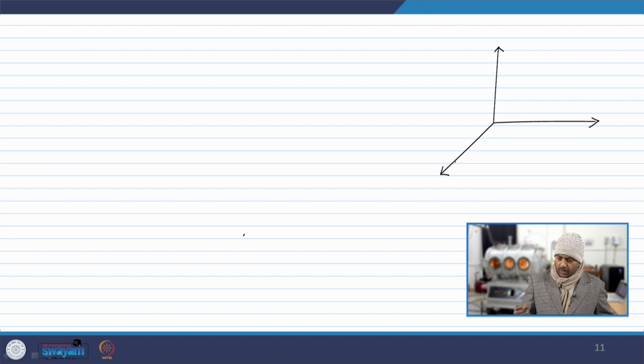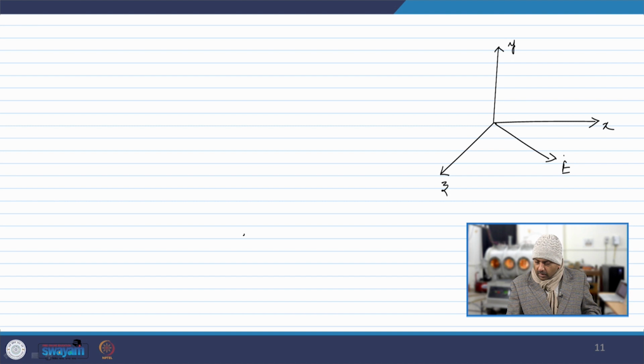Let us say we now start with x, y, z. We take the electric field to be in the xz plane, and the magnetic field is along the z direction. So, this becomes Bz. B, of course, is along the z direction. So, I have kept Bz. The electric field is in the xz plane, and the magnetic field is along the z direction. Right.